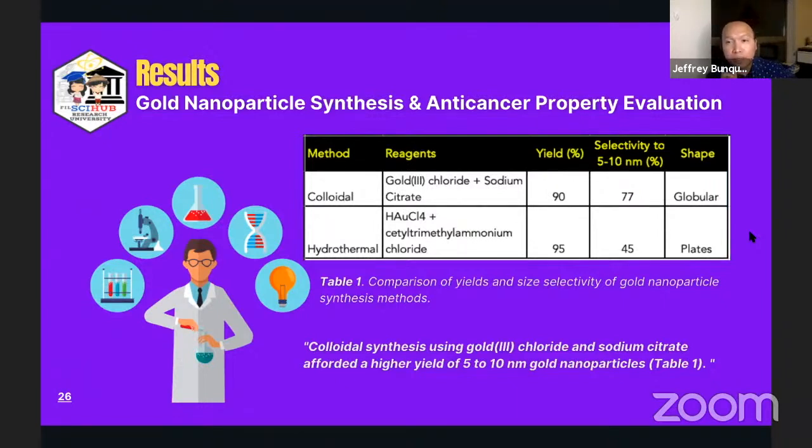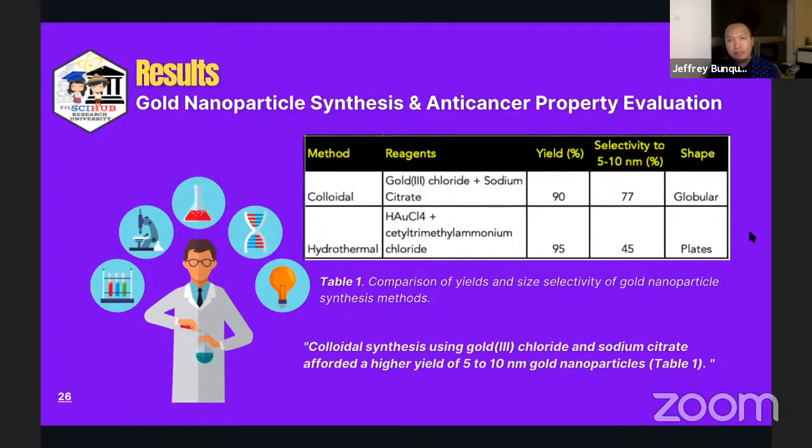So ano bang percentage ng product ang 5 to 10 nanometers, and then the shape of your nanoparticles, so globular and plates. Kapag medyo qualitative yung ibang mga description, sometimes hindi mo siya pwedeng i-force na maging graph. So sometimes the most suitable way of summarizing them would be in the form of a table. And sabi ko nga, you actually have to be able to provide a title for that particular table. So in this case, comparison of yields and size selectivity of gold nanoparticle synthesis methods.